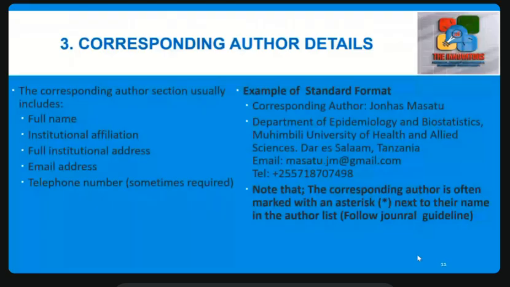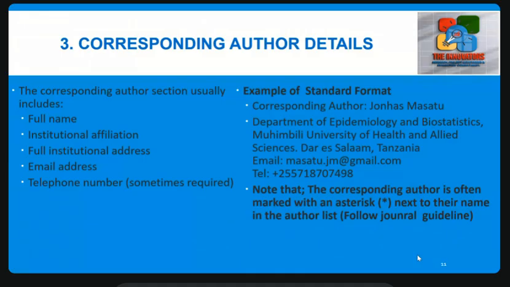So the corresponding author details should have the full name of the corresponding author, the institution where the corresponding author comes from, the full institution address, the email, as well as the phone number. Some journals require the phone number, and some journals do not. The phone number and email of the corresponding author are very important because the editorial team or the chief editor will be contacting the corresponding author on behalf of the co-authors of the manuscript.